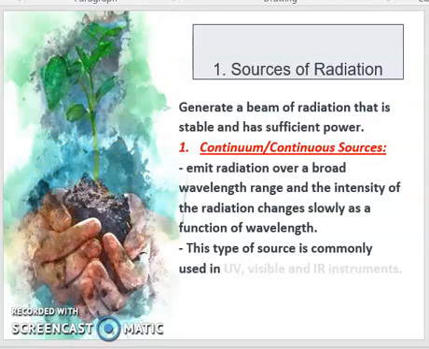Okay, now we look at the detail of each component. The first one is the source of radiation. The source of radiation must be able to generate a beam of radiation that is stable and has sufficient power. Okay, for example, kalau saya nak explain yang senang, untuk instrumen ni dia tak boleh macam lampu kita yang dah malap dah lama. Kalau kamu tengok lampu kat rumah tu kan, kalau dah lama dia akan malap sikit. Okay, means that dia punya power dah kurang dah.